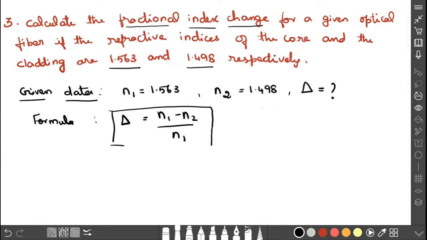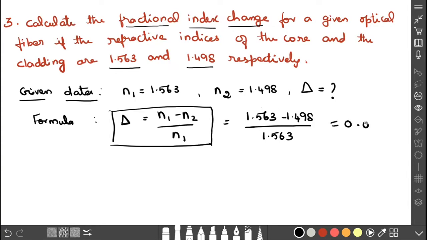This is the formula required to calculate the fractional index change. Now we have the values of N1 and N2, so directly we can substitute in this formula. N1 value is 1.563 minus 1.498, divided by again the N1 value 1.563, which is equal to 0.0416. So this is the value of the fractional index change, 0.0416. Now we have completed the third problem. Let us go to the next one.